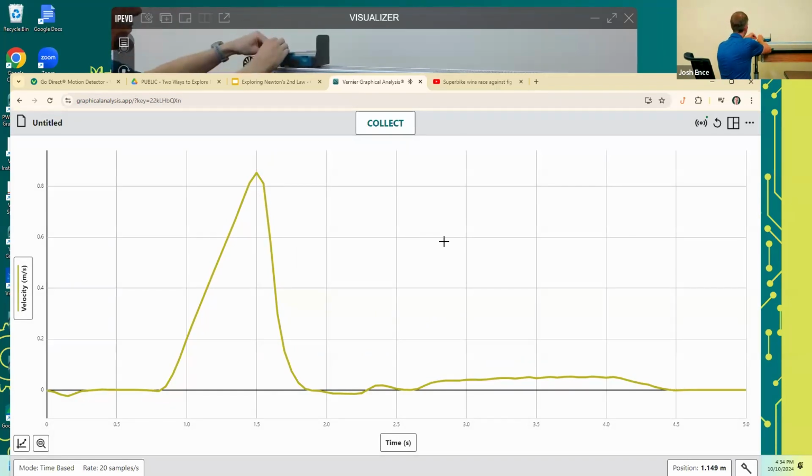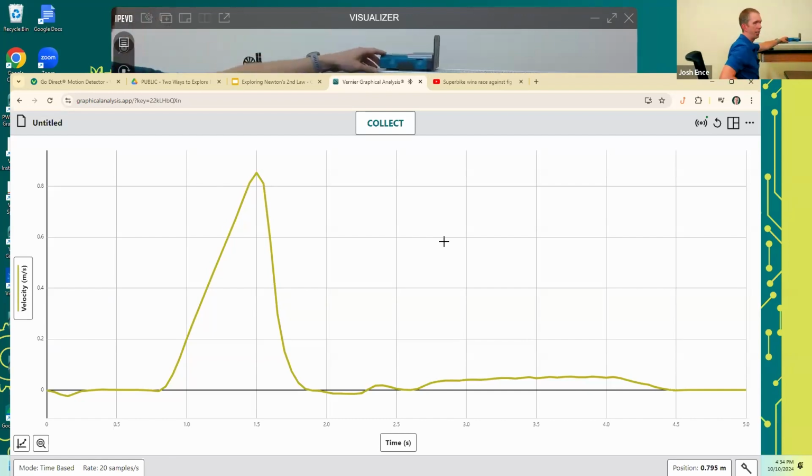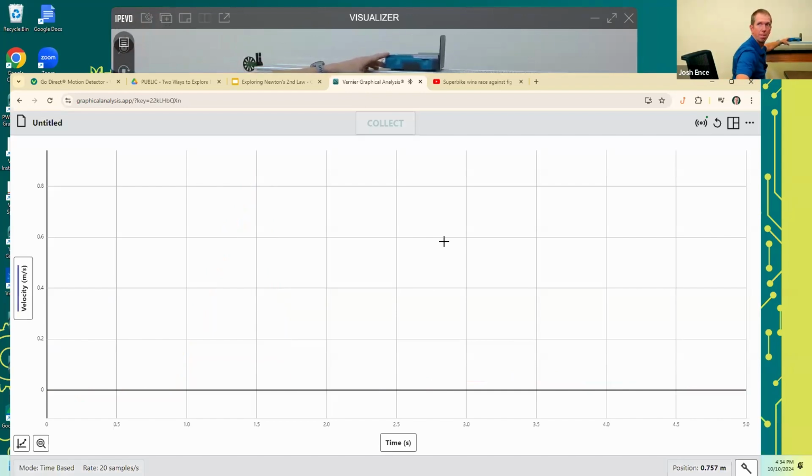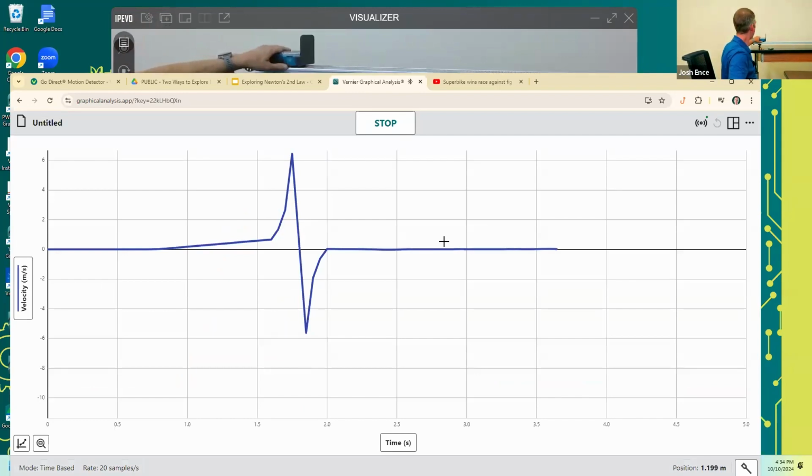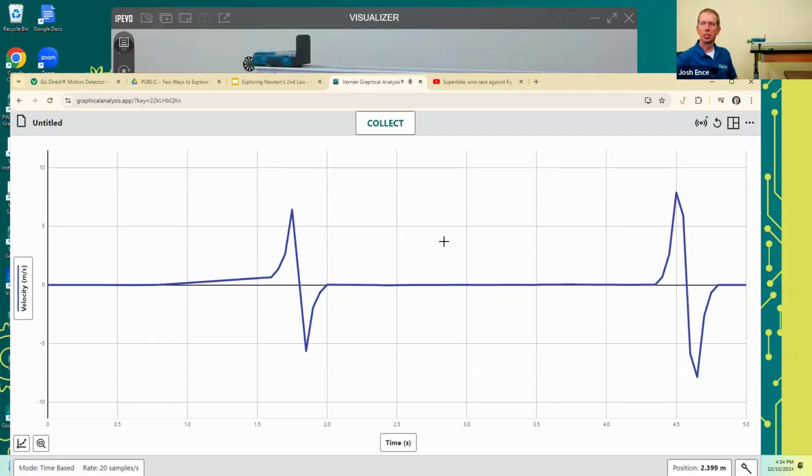I'm going to pull this guy back, and I'm going to do the same thing. I'm just going to hit collect. I'm going to wait for a sec, and then I'm going to let it go. All right. Okay. I got some noise there. Actually, maybe I just got noise. Let me try that again.